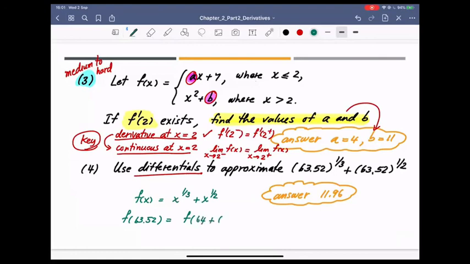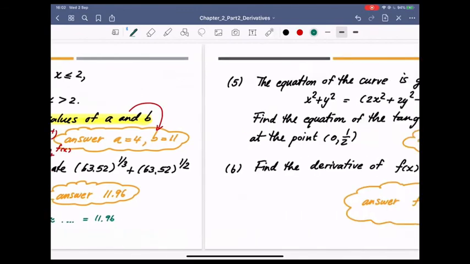The reason why I choose 64 is that it's gonna be easy to compute the square root and also the cube root, right? This is a good way to do. And when you approximate, you should get the answer 11.16. Well, you can try doing 63 plus 0.52, but this is not a good choice, because once you do that, you're gonna end up with 63 raised to the 1/2, and you cannot compute it by hand.